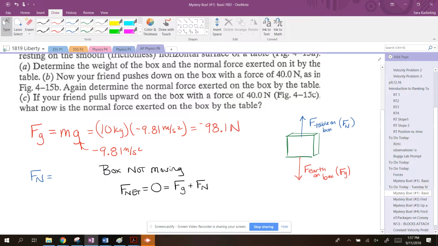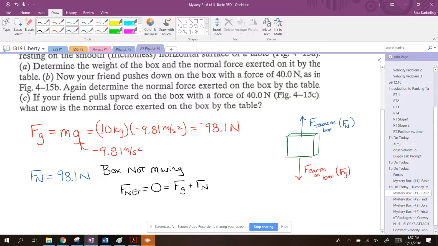There is not an equation, a formula for the normal force. The reason for that is that it changes. Oops, 98.1. Try to write that more accurately. There we go. Speaking of it changing, let's take a look at part B. Before we do that, everybody cool with what I've written down so far?